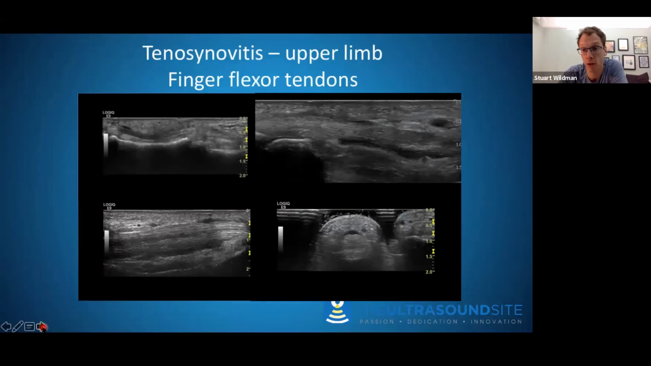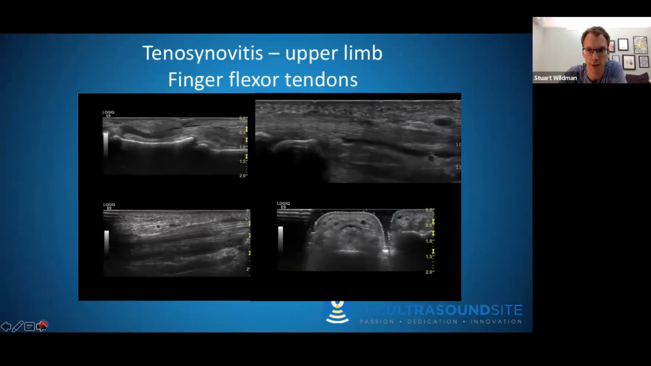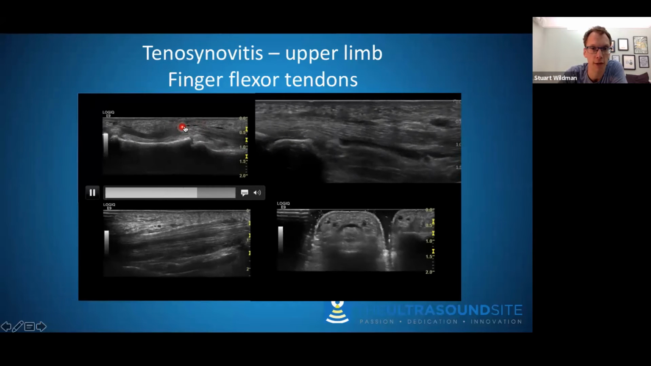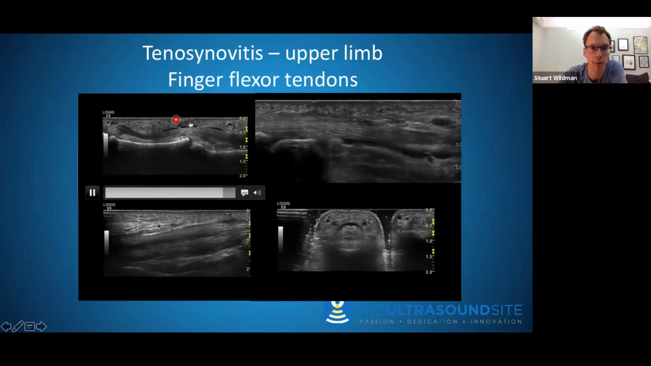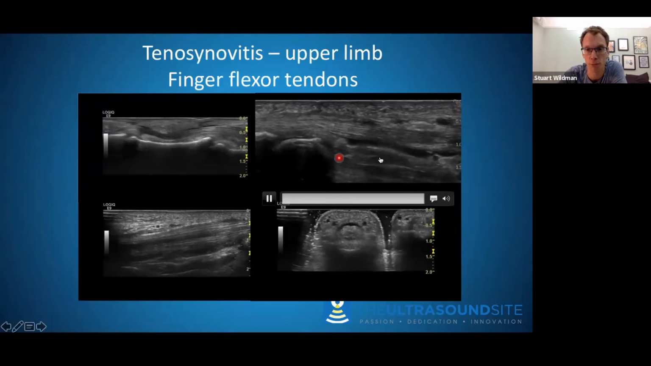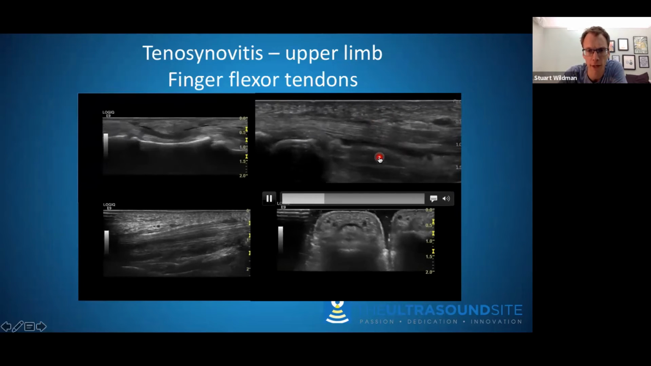Tenosynovitis. So tenosynovitis, as we know, is to do with inflammation of the sheath surrounding the tendon, essentially. I'm going to play these videos now, hopefully. There we go. Got a bit excited with this slide. So you can see here pockets of fluid surrounding the tendons. Very light probe pressure. If you put too much pressure on the probe, you will flush the fluid away and it will look normal. These are all finger flexors at the hand.